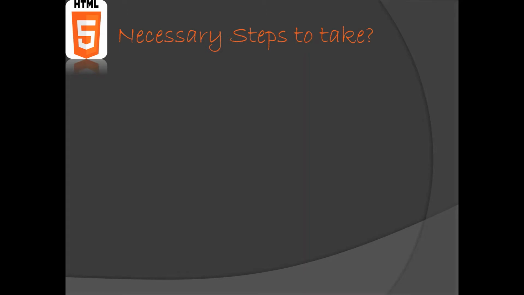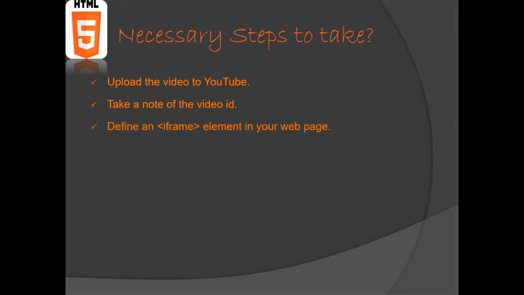First things first, upload your video to YouTube. That's what you want to do in order to be able to access your YouTube API. Second, make sure you take a note of the video ID, which I will demonstrate in the coding process. Third, define an iframe element in your web page, which we will again take a look into in the coding process. Fourth, let the source attribute point to the video URL.